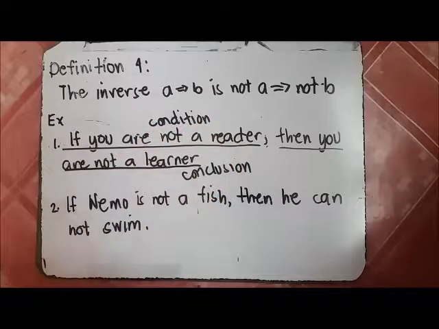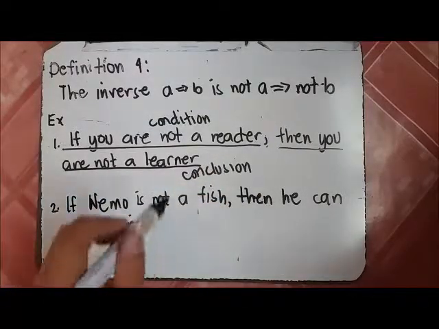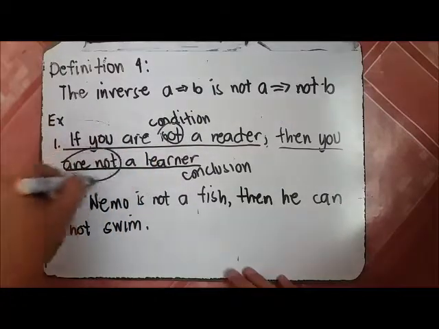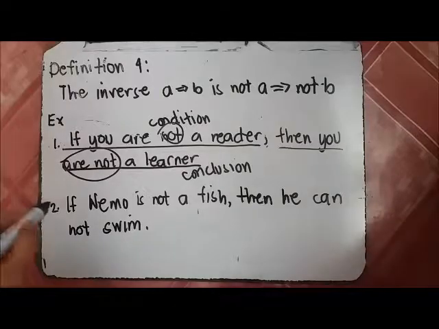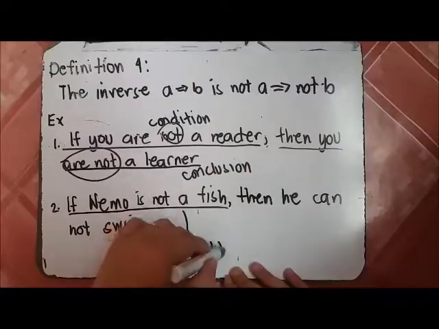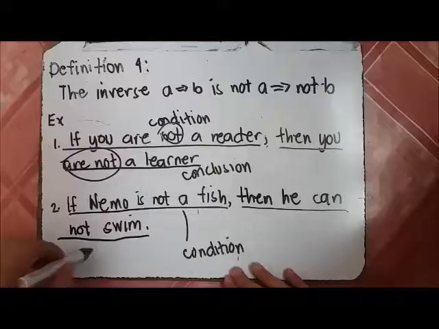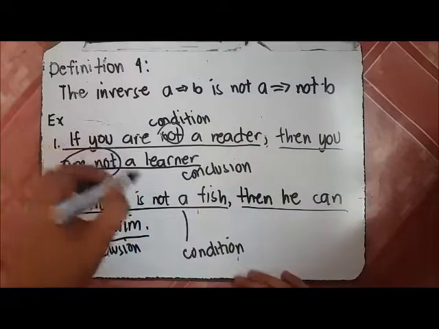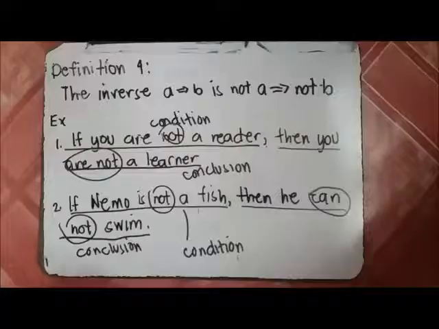So the original statement here is, if you are a reader, then you are a learner. So by denying both statements by using not and are not, you can make the inverse of the statement. Next, if Nemo is not a fish, which is the condition, then he cannot swim, which is the conclusion. So again, by denying both statements by using not and cannot, we will get the inverse of the original statement.